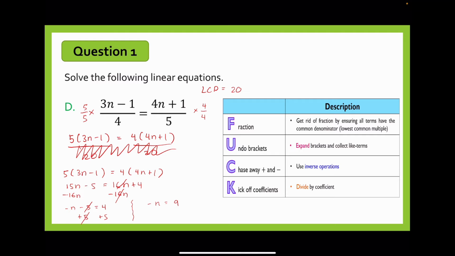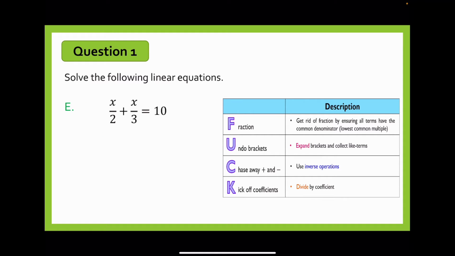And because we want it to have a positive, not a negative in front of the letter, we'll just divide both sides by negative 1. So that essentially just flips the sign. So therefore, in this case over here, n is going to be equal to negative 9. So that's just a therefore symbol.